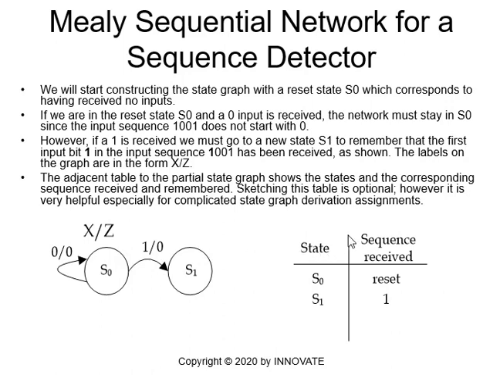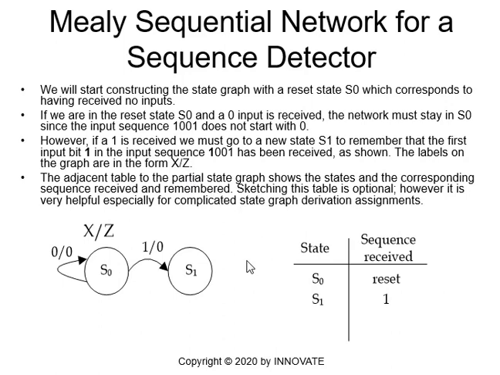Accordingly, we sketch a small graph here, the state and the sequence received. So S0 is the reset state, with no sequence received. Now, once I am in S0, and let's say I receive a 1, we must go to a new state S1 to remember that the first input bit 1 in the input sequence 1001 has been received. I made it bold because it is the first bit that came into the network, the most significant bit of the code. As shown, the labels on the graph again are in the form x/z.